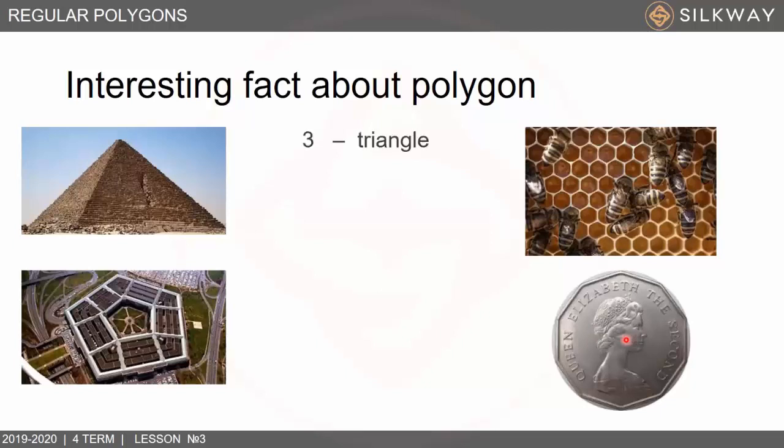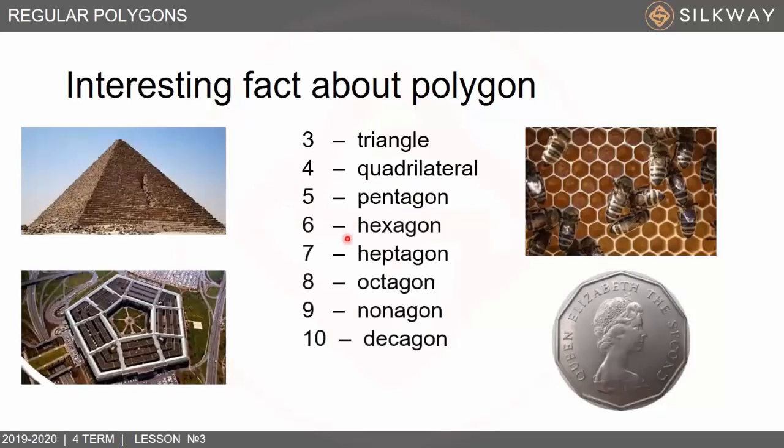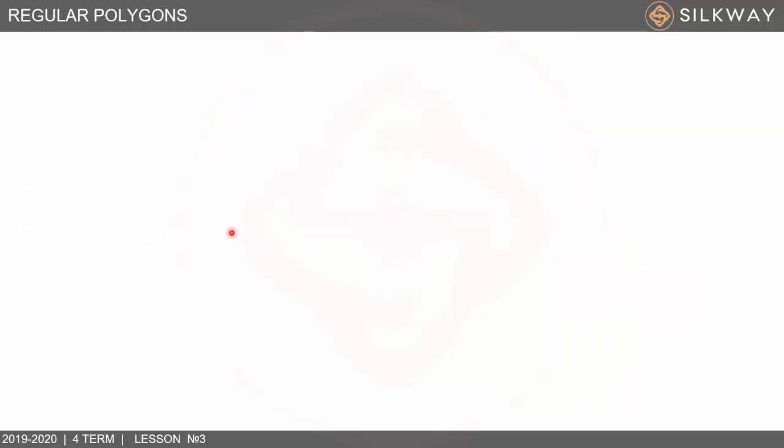If our figure has 3 sides, it's called a triangle. If 4 sides, quadrilateral. If 5, pentagon, and so on. Here 6 hexagon, 7 heptagon, 8 octagon, 9 nonagon, and decagon. Okay, learn these names, okay? Let's start our new lesson.